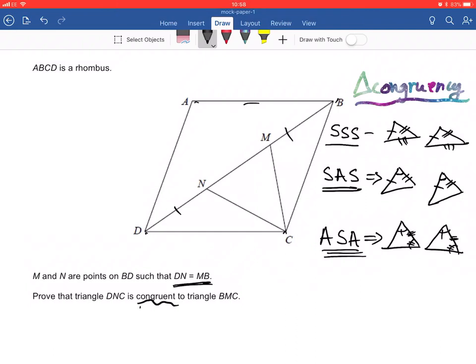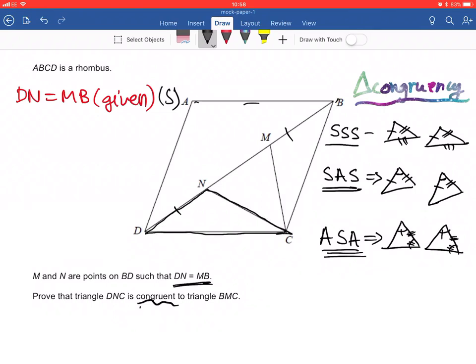And we can use what they give us in the question. So the first fact we're going to use is, and I'm going to write up here, DN equals MB. And this fact is given to us. So I just write given in the bracket. It's a good idea to also keep track of what you've done. So DN and MB are sides. Okay, so let me identify my triangles a bit better. I've got DNC here and MBC there.